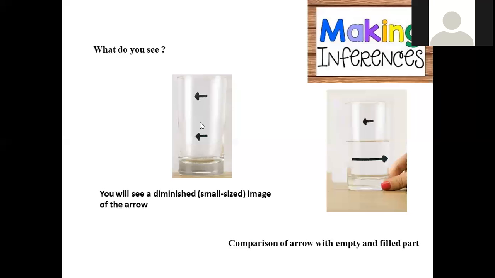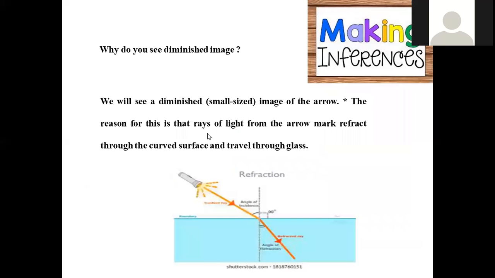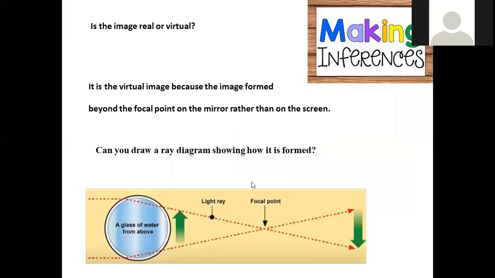In the case of the glass which is empty, it is purely filled with air only, and so it is working like a lens. And when we place this arrow behind this, what happens? Refraction of light is possible and the size will be diminished. That is the main reason for this decrease in the size of that arrow, right?